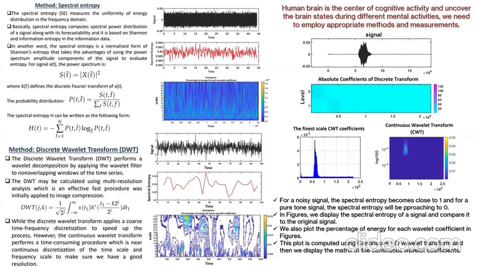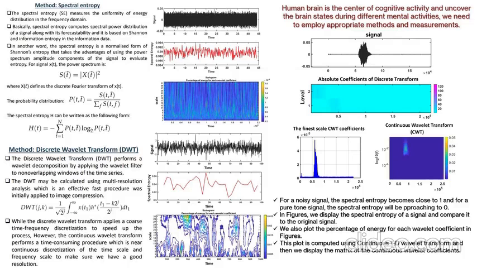While the discrete wavelet transform applies a coarse time frequency discretization to speed up the process, the continuous wavelet transform performs a time-consuming procedure, which is a near continuous discretization of the time scale and frequency scale, to make sure we have a good resolution.